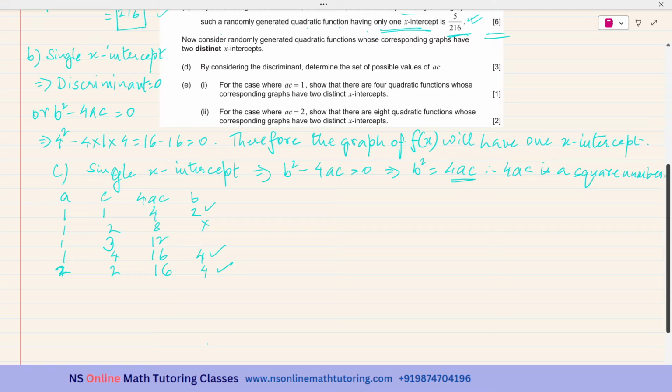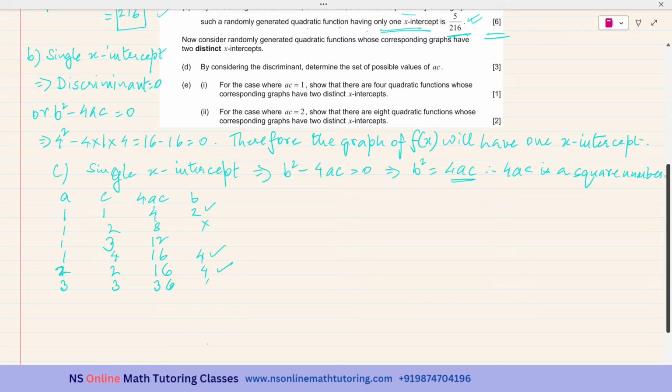Now I come to 3. A's value is 3 and C's value is 1. So 3 times 1 is 3, times 4 is 12. Not a square number. 3 times 2 is 6. 6 times 4, no. 3 times 3 is 9. 9 times 4 is 36. Yes, this can be taken. 9 times 4 is 36. So this can be taken.